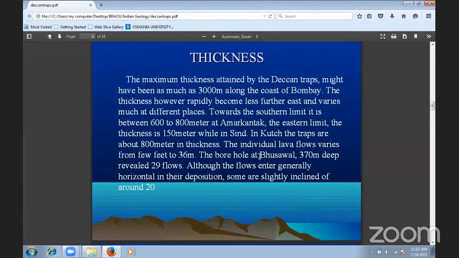The thickness is around 3,000 meters along the coast of Mumbai. Towards southern India, it is between 600 and 800 meters. Going east, it shows about 150 meters. In Cutch, traps are about 800 meters thick. Individual lava flows vary from a few feet to 36 meters.